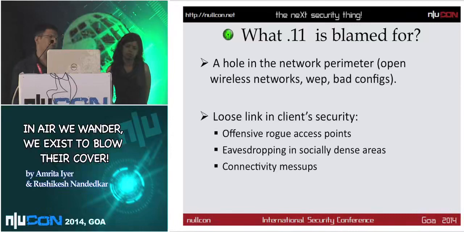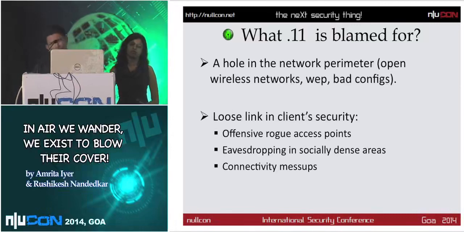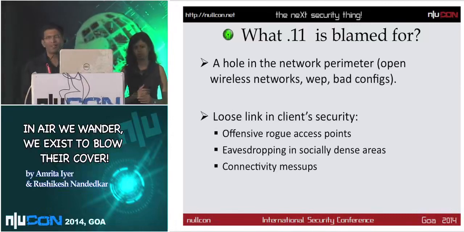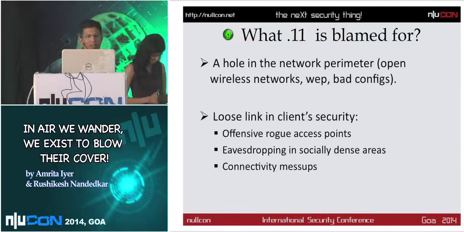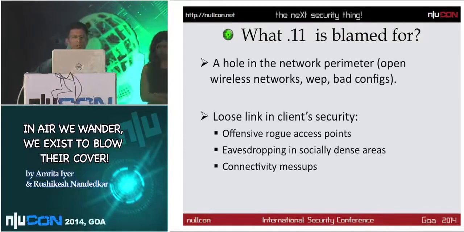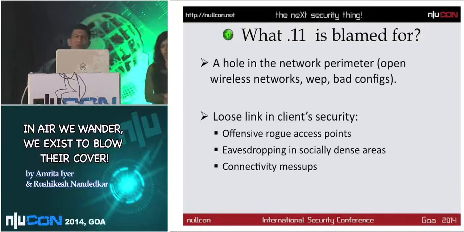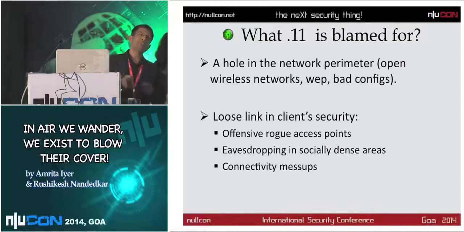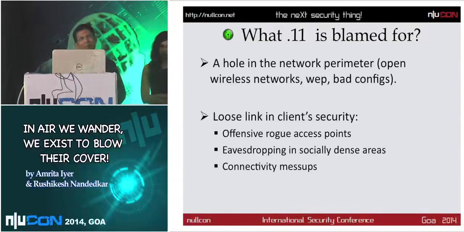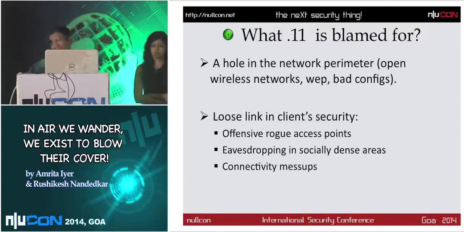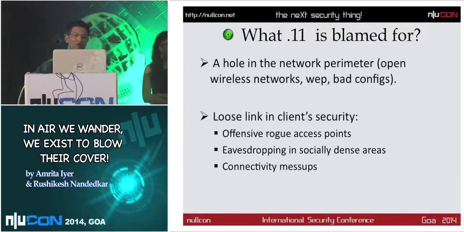All right. A hole in the network perimeter is what they call open wireless networks. Yes, poor implementation of WEP, bad configs. Abhijit has elaborated a lot on that part in the prior session. Then yes, the loose link in client security. Offensive rogue access points, yes. There could be some captive portal asking for a particular detail to be injected, and once you inject those details, it might send you back some malware and whatnot. There are a number of possibilities we can dwell upon.